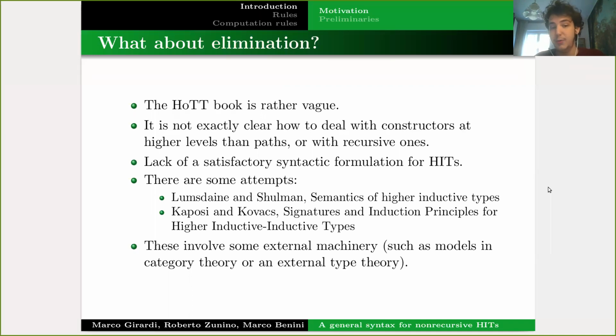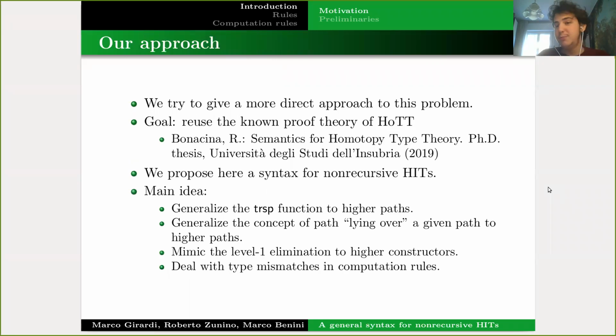In particular, the work by Kaposi and Kovacs, which is much more general than what we are doing. It is with higher inductive types, but it relies on an external type theory and is, in this sense, kind of complex. We would like to have a more direct approach to this problem. The idea here is that we do not want to go out of the syntax of homotopy type theory so that we can reuse what we know about the proof theory of homotopy type theory.